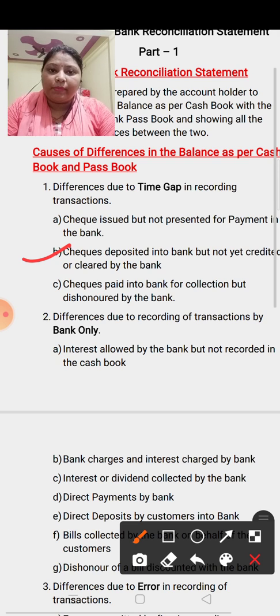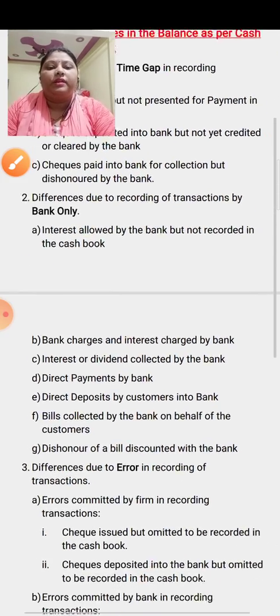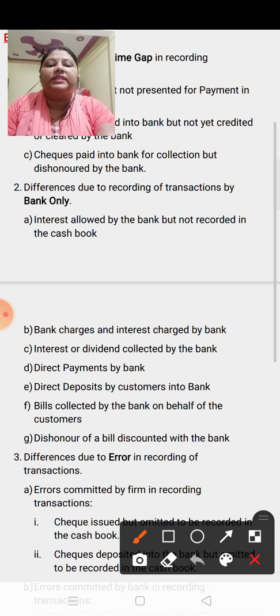So when a check is dishonored, at that time the amount in the bank will be less, but in the cash book it will not be less because we have already added it. Okay, so this is the reason. The first one is time gap. Now what is the second one? The second one is differences due to recording of transactions by bank only.